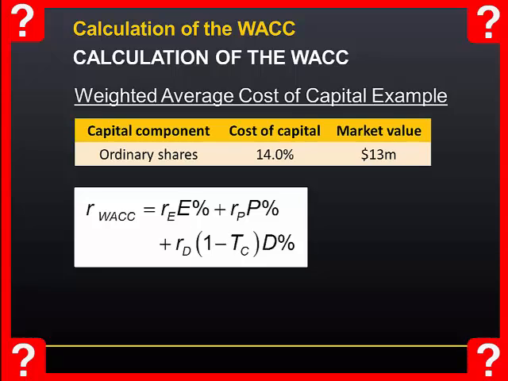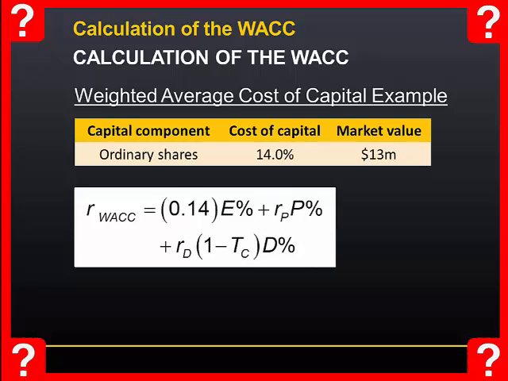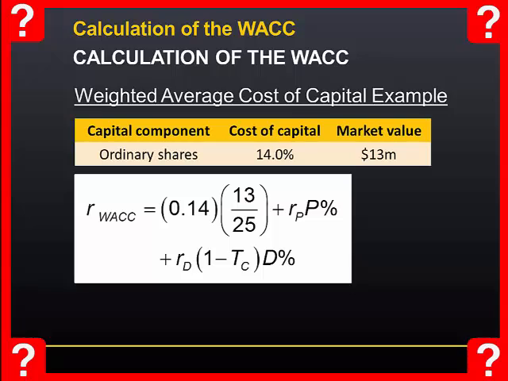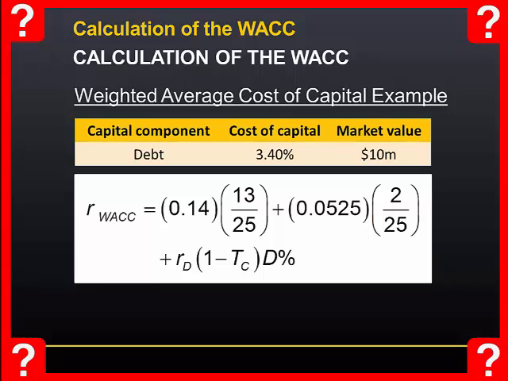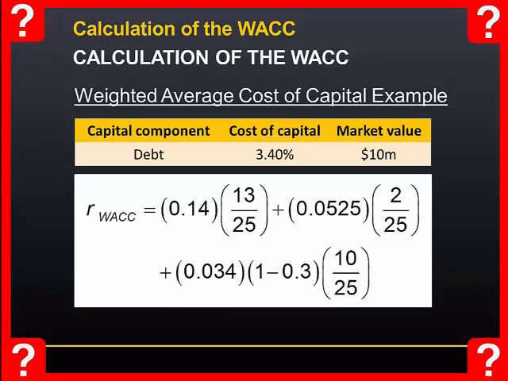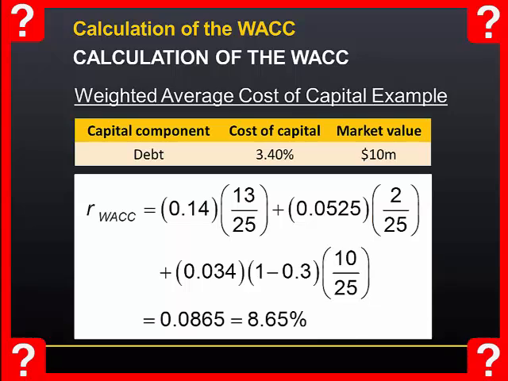The cost of ordinary shares is 14%, or 0.14, and the weighting of ordinary shares in the capital structure is 13 divided by 25. The cost of preference shares is 5.25%, or 0.0525, and the weighting is 2 over 25. The before tax cost of debt is 3.4%, or 0.034. The corporate tax rate is 30%, or 0.3, and the weighting of debt is 10 over 25, giving us a weighted average cost of capital of 8.65%.